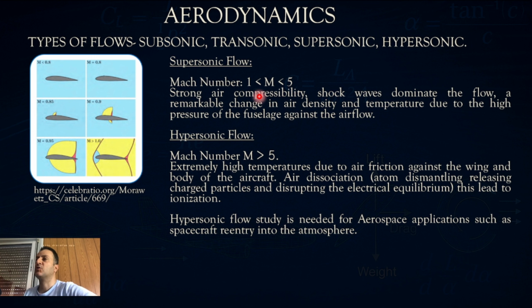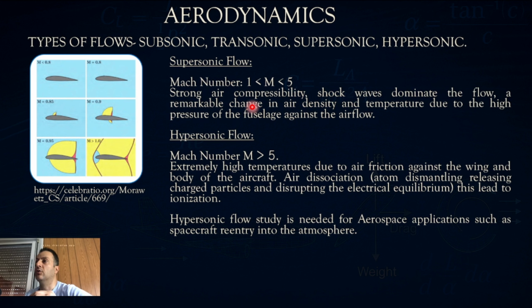Supersonic flow. This is when we cross over the speed of sound. That's for M, the Mach number, greater than 1, 1 being the speed of sound, and less than 5, you have strong air compressibility. The air is compressed, so there is a change of the characteristics of the air, meaning the density. There's what we call intermixing. There's a higher temperature for the air, which, by the way, changes the pressure. Shock waves dominate the flow.